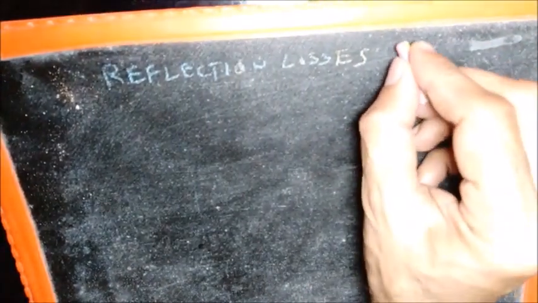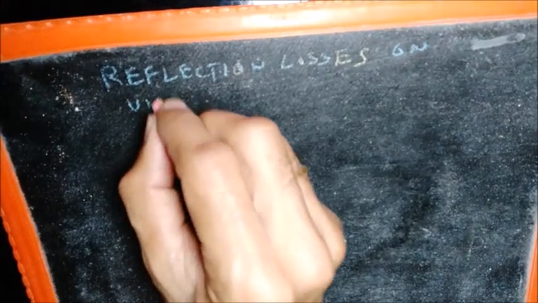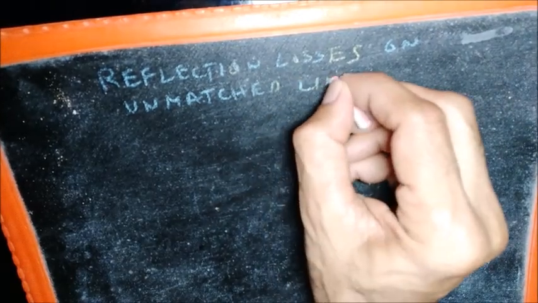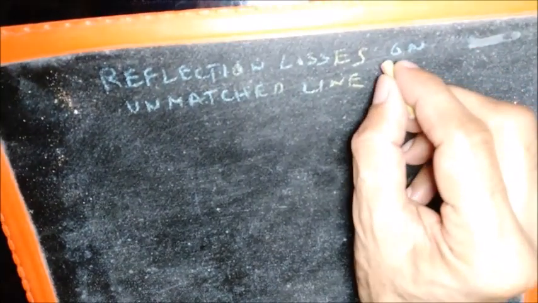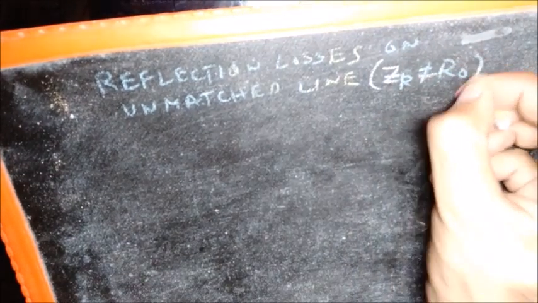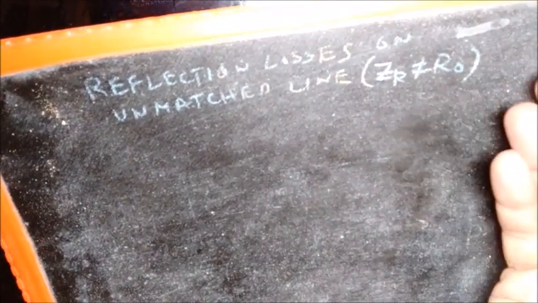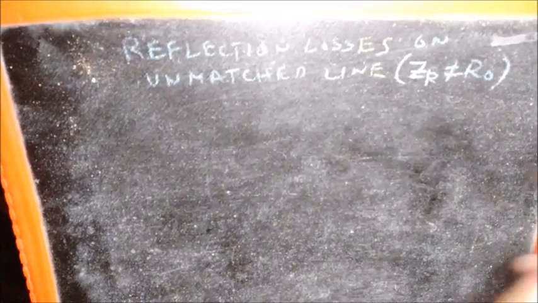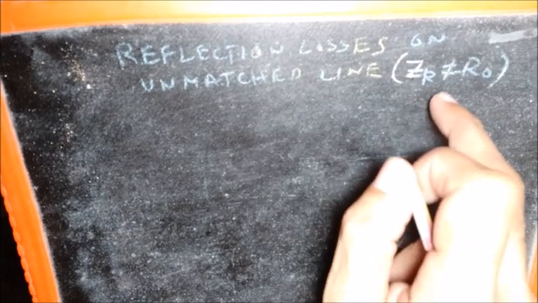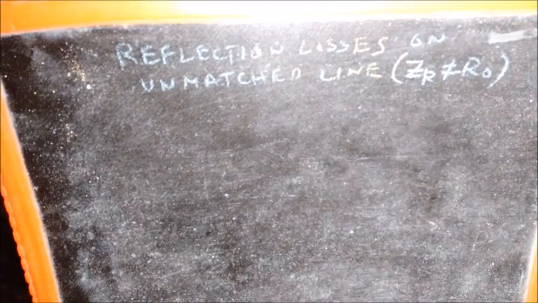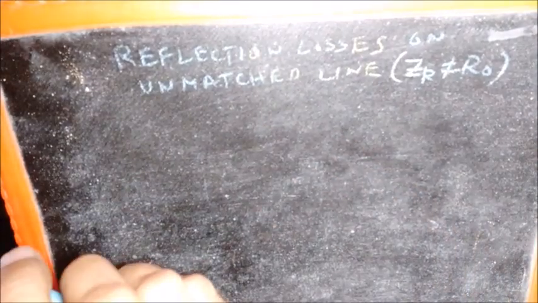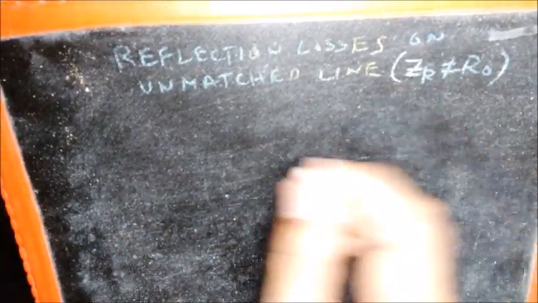Reflection losses on unmatched line. Line means transmission line. An unmatched line is one where ZR is not equal to R naught for high frequency, or ZR is not equal to Z naught in general. So an unmatched line is one where this is the case, and when this is the case, there will be reflection. So reflection losses, that's what we are going to discuss: the reflection losses on an unmatched line when ZR is not equal to R naught. That is the case of an unmatched line.